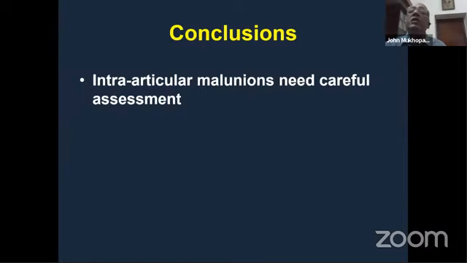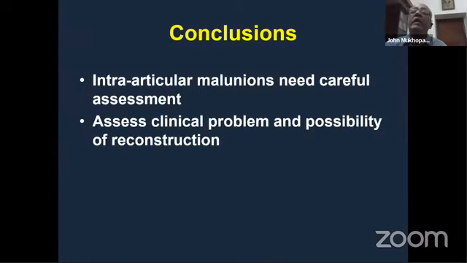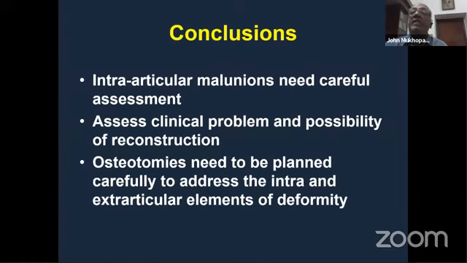So I think in conclusion, these intra-articular malunions need careful assessment. We need to look at the clinical problem and the possibilities of reconstruction. Plan your osteotomies carefully to correct both the intra and extra-articular elements of the deformity. Because in the knee and the proximal tibia, not just your intra-articular problem, but your overall alignment is really important if you want to prevent progress of osteoarthritis.